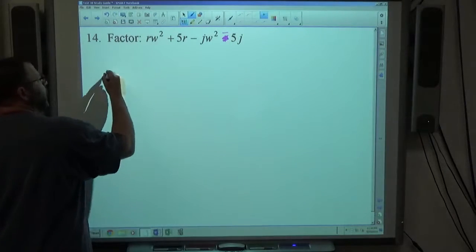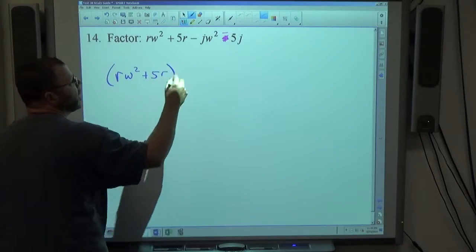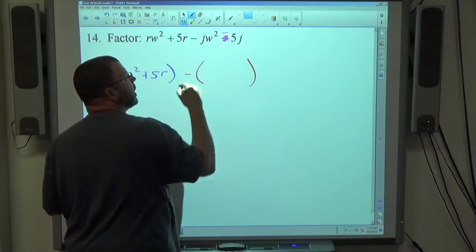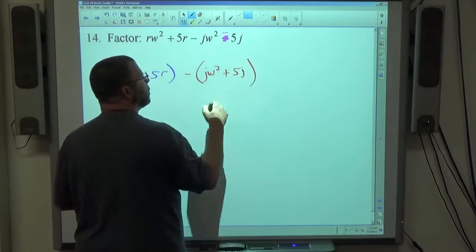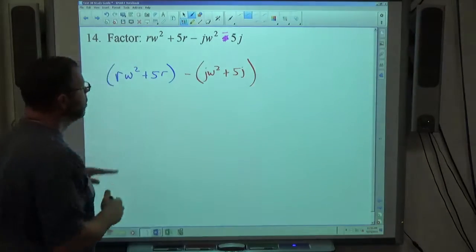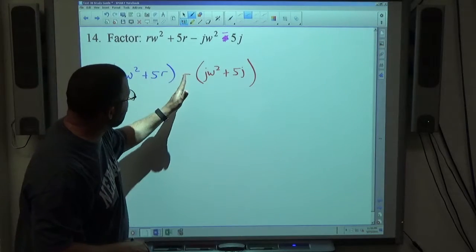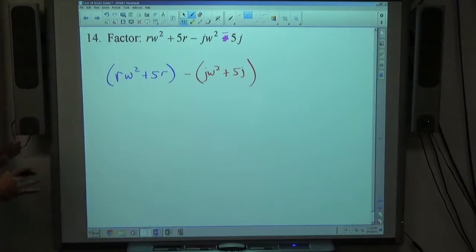So what I need to do is when I group them, I got rw squared plus 5r, no problems there. Now I need this to be negative and this to be negative, so minus jw squared and positive 5j in the parentheses, minus this makes negative, minus this makes negative. So just be careful with the third position term negative, there's a minus in the middle, and that minus in the middle does distribute through to get back to our original expression. Again, we don't want to change any expressions when we do this.